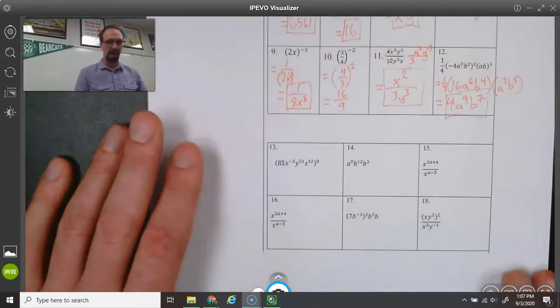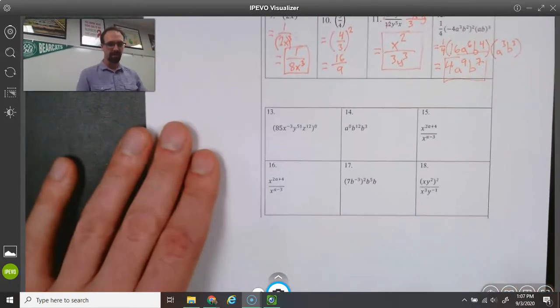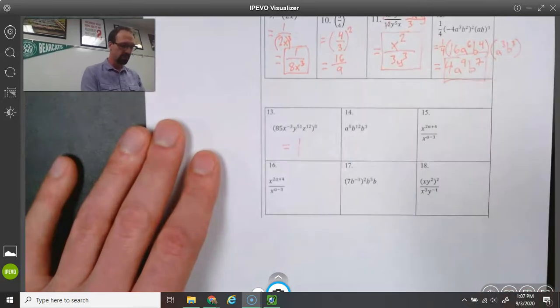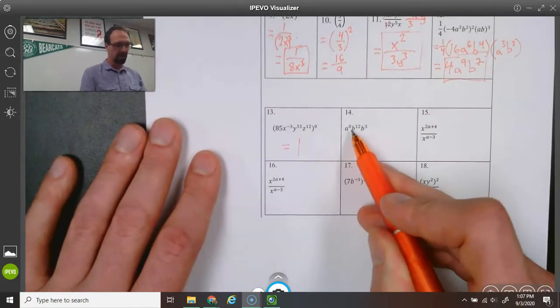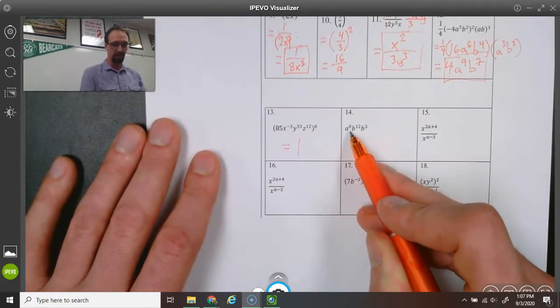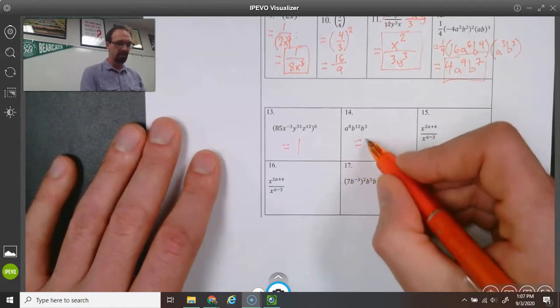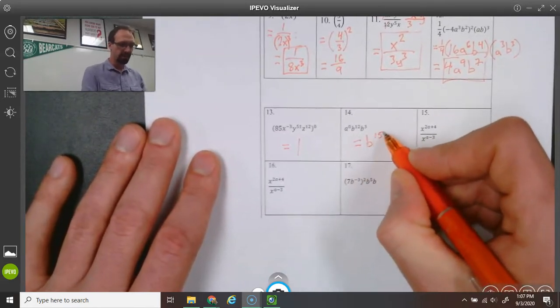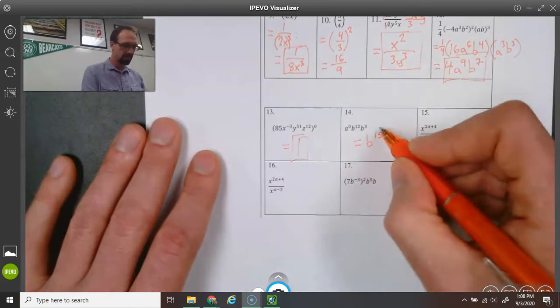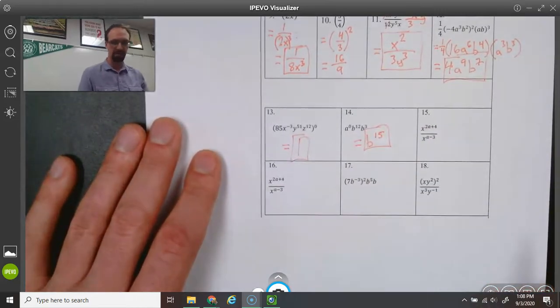Down here below, number 13, anything raised to the 0 power is 1. Doesn't matter what's all there. Here, a to the 0 becomes 1. The rest of it doesn't, so be careful. These two I can multiply together, and I get b to the 15th. Sorry, I forgot to box in my 1 there.